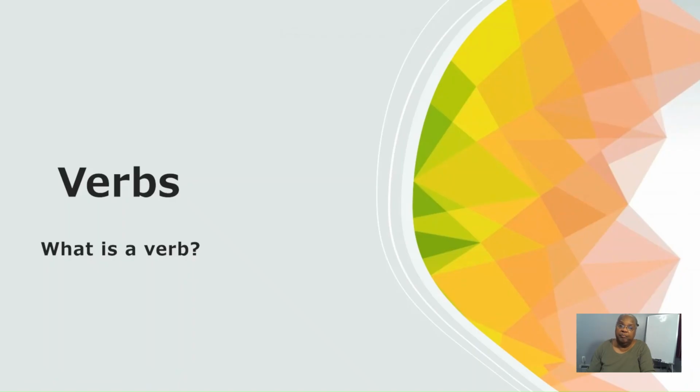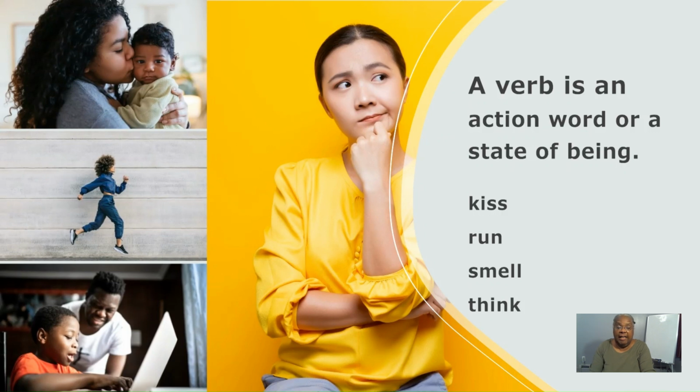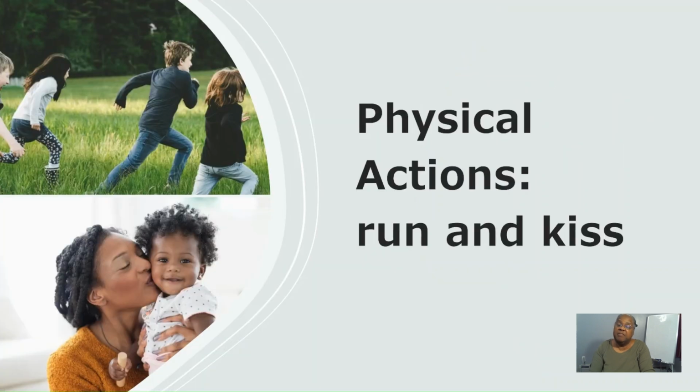What is a verb? A verb is an action word or a state of being. An action verb shows what a person, place, or thing can actively do. Examples of action verbs include kiss, run, smell, think. Action verbs express physical actions that we do through moving our bodies, such as when we run or kiss.